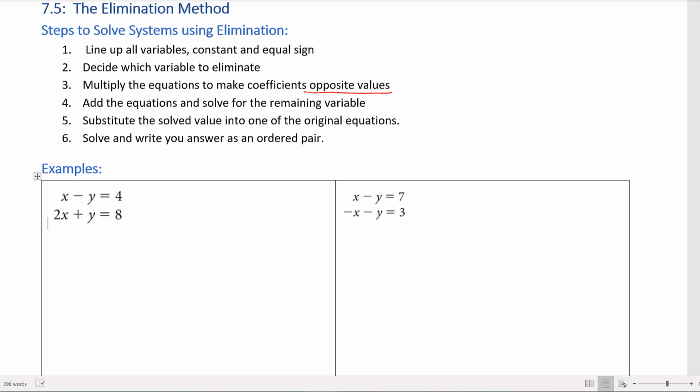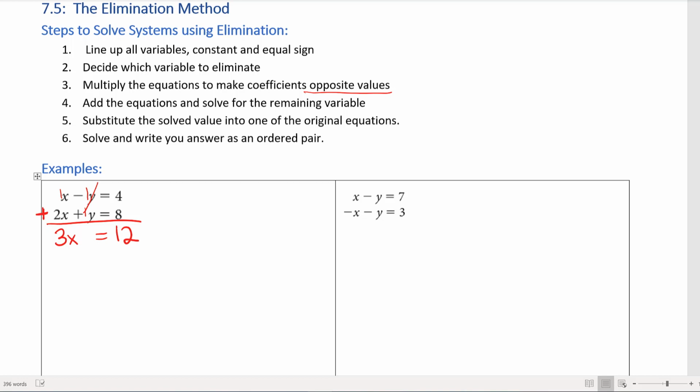So step 3 says multiply the equations to make them opposite values. Well, these are already opposite values. -1 and +1 are already opposites. So I can go directly to step 4 that says add the two equations together. So when I add, I have 1x plus 2x. I'm adding here. 1x plus 2x gets me 3x. -1y plus 1y adds to 0, so they go away and eliminate, which is why this is called the elimination method. The equals comes down, and 4 plus 8 is 12. So when I added it down, I got rid of the y's.